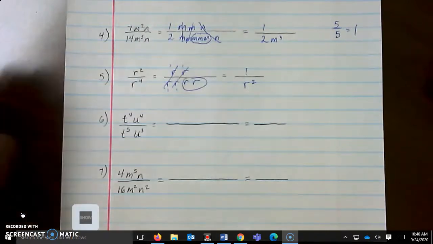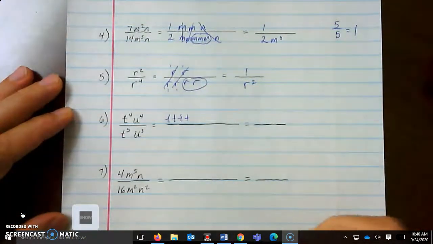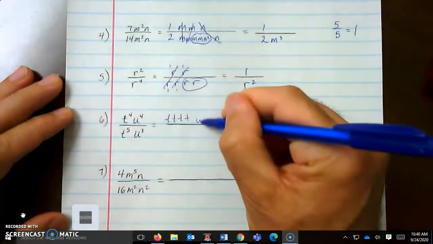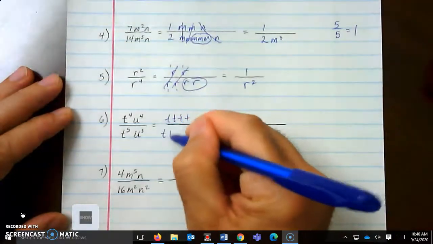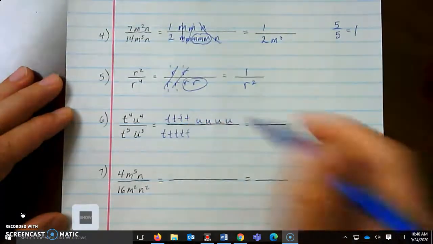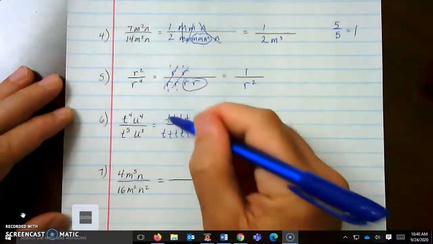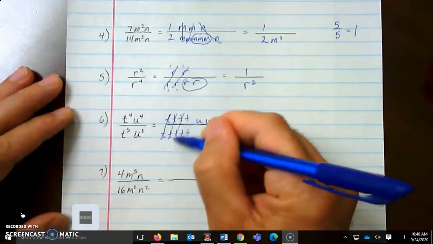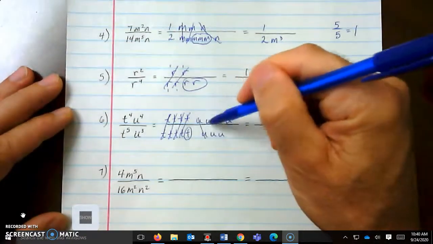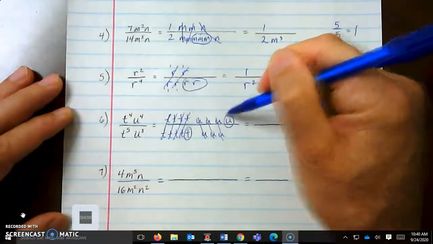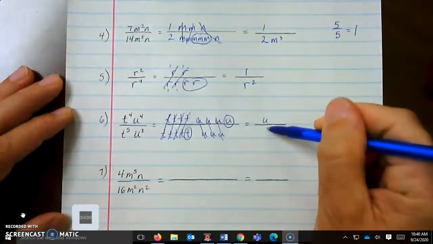Okay, well, here, we're back. T to the fourth, U to the fourth. That means 4 T's. T got a little wobbly there. 4 U's. Okay, I expanded the numerator. T to the fifth, U to the third. Be organized and be neat, or you'll lose track of stuff. 1, 2, 3, 4. You see that T is still there? 1, 2, 3. And look, there's a U still there. So my answer is U in the numerator, T in the denominator.